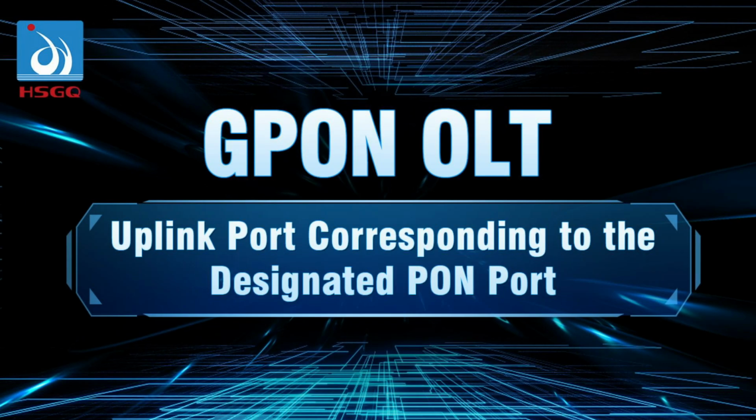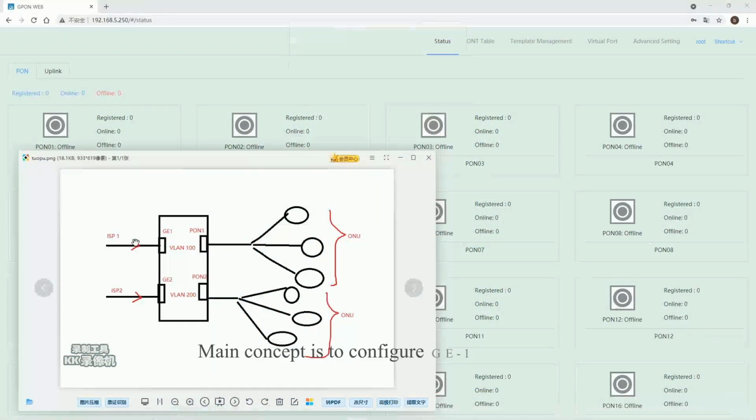Hello friends, in this video we will configure the uplink port corresponding to the designated port. The main concept is to configure G1 for PON 1 and G2 for PON 2.